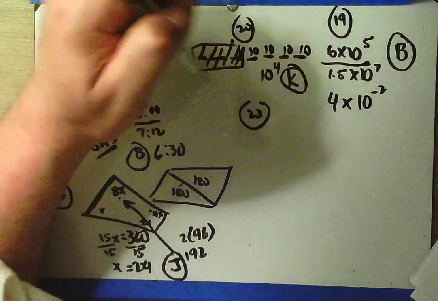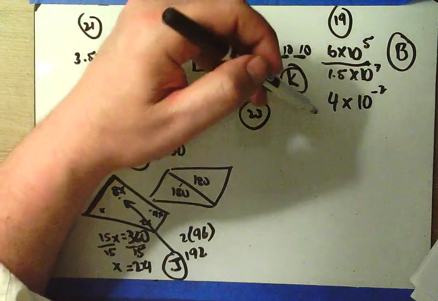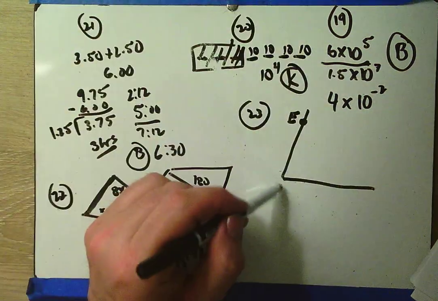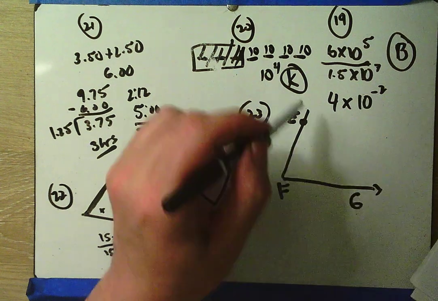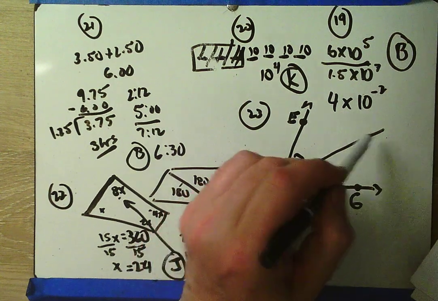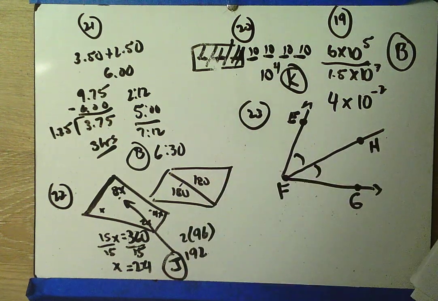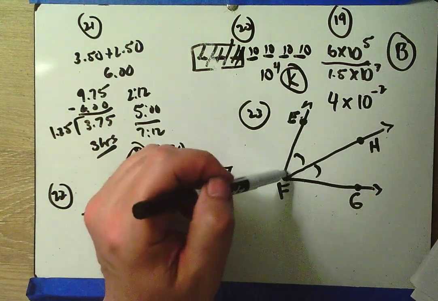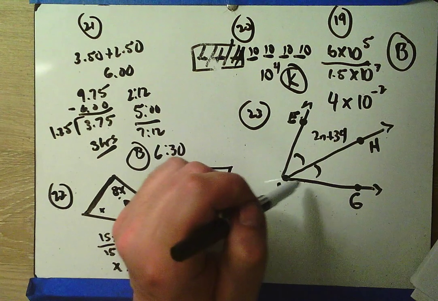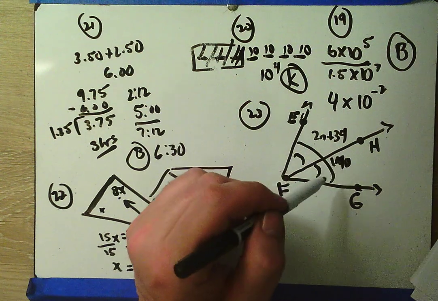23. 23 says, Ray FH bisects angle EFG. Bisects means cuts into two equal pieces. We know that EFH is 2n plus 34. We know that EFG is 140. Well, we could do this a couple ways.